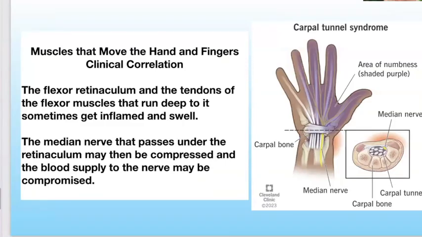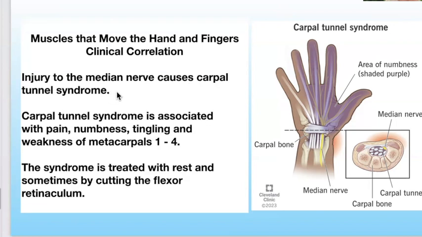The flexor retinaculum and the tendons of the flexor muscles that run deep to it sometimes get inflamed and swell. The median nerve that passes under the flexor retinaculum may then be compressed, and the blood supply to the nerve may be compromised. This injury to the median nerve causes carpal tunnel syndrome. Carpal tunnel syndrome is a common injury to the median nerve, and it is associated with pain, numbness, tingling, and weakness of the metacarpals 1 through 4. The syndrome is treated with rest and sometimes even by cutting the flexor retinaculum.